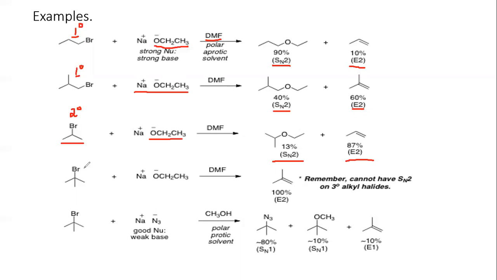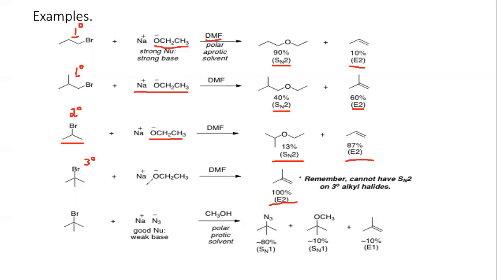Now we go to the tertiary alkyl halide, and again we're using a strong base, strong nucleophile, and since this is tertiary, the only product we can form is the E2 product. So that's 100% of the elimination product.